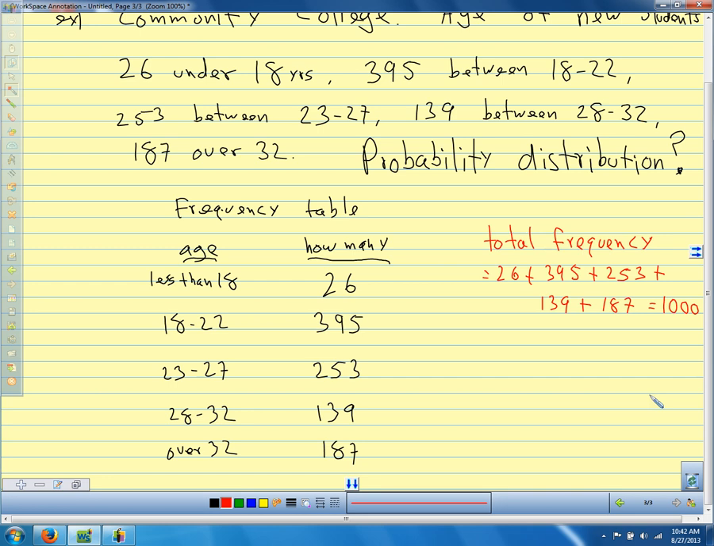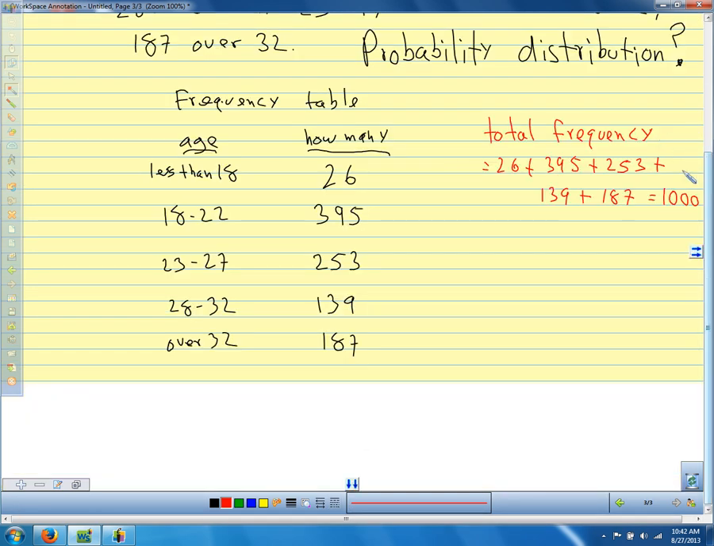And now to calculate our probability distribution, I just calculate the probability for each category. So why don't we just write that over here? So we'll calculate the probability of each one. And I'm just going to write it in red over here on the side. So the probability of less than 18 is just, I'm going to put a P up here for probability, 26 over 1,000.